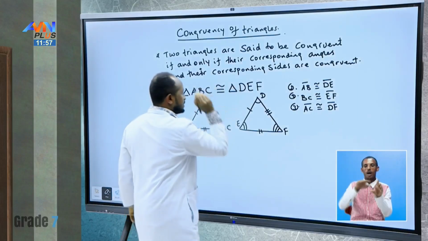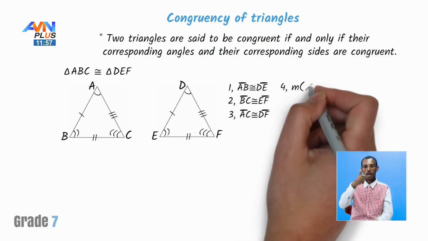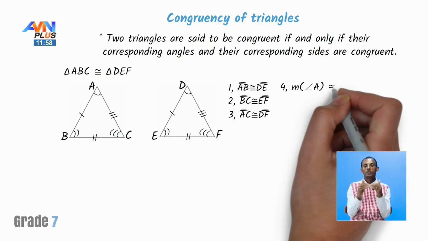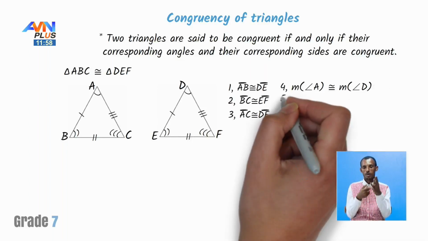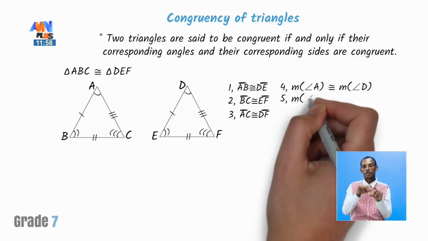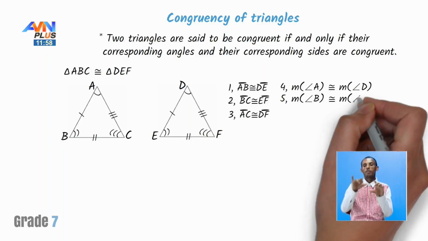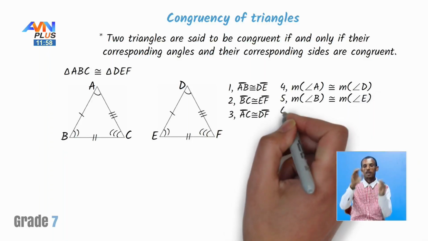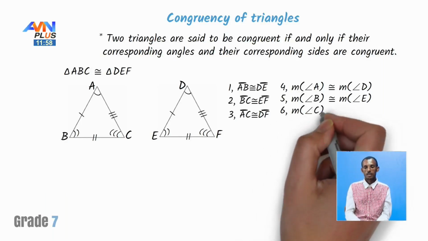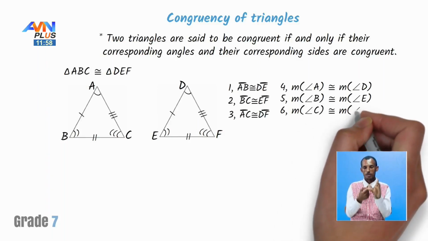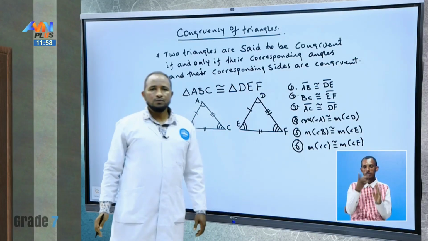So the measure of angle A must be congruent to angle D, and the measure of angle B must be congruent to E. And the 6th part, the measure of angle C must be congruent with the measure of angle F. So that's it. Now let's proceed to an example.